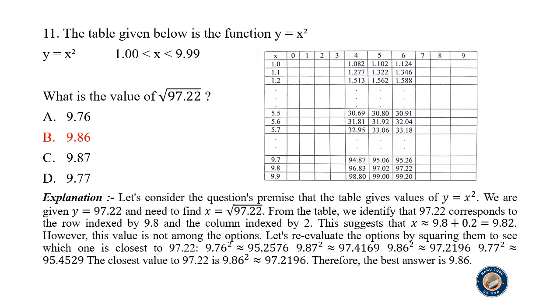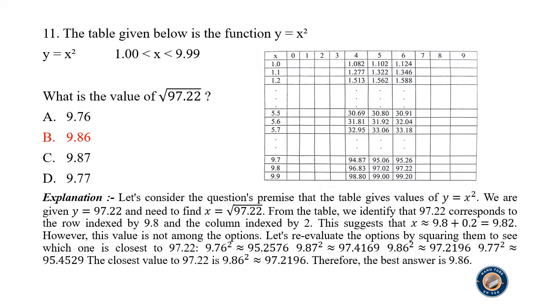Let's consider the question's premise that the table gives the value of y is equal to x squared. We are given y is equal to 97.22 and need to find x, which is equal to the square root of 97.22. From the table, we identify that 97.22 corresponds to the row indexed by 9.8 and the column indexed by 2. This suggests that x is approximately 9.8 plus 0.02, which is equal to 9.82. However, this value is not among the options. Let's re-evaluate the options by squaring them to see which one is closest to 97.22.